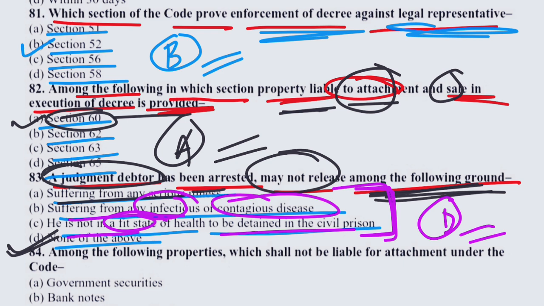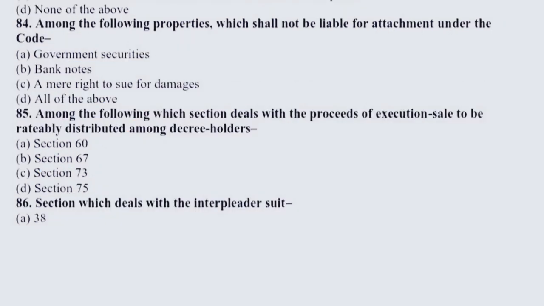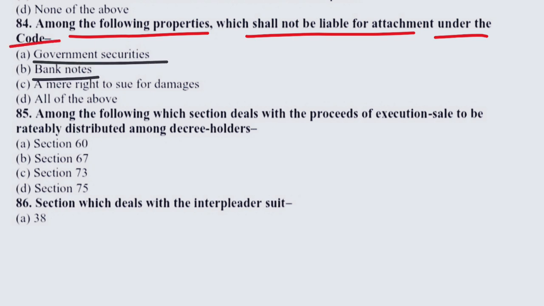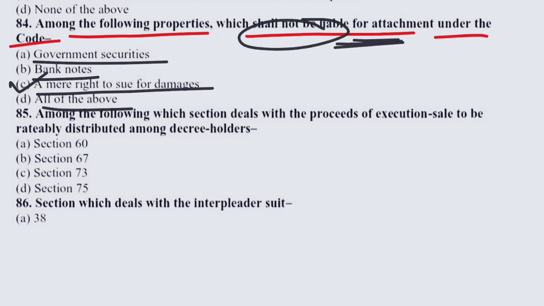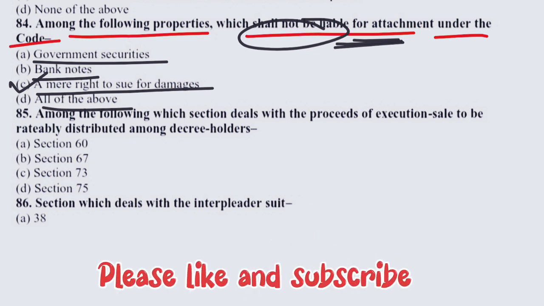Okay, now moving to the next question. Among the following, which properties shall not be liable for attachment under the Code? Options are government securities, bank notes, a mere right to sue for damages, all of the above. So in this case the correct option would be option C. That means a mere right to sue for damages is not liable for attachment as per the provision of the CPC. So option C would be the correct answer.